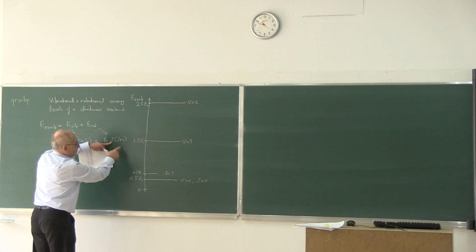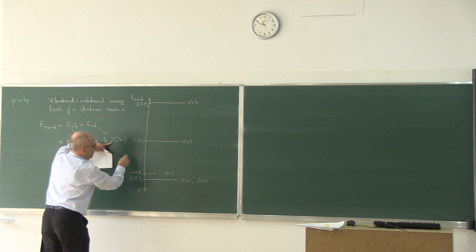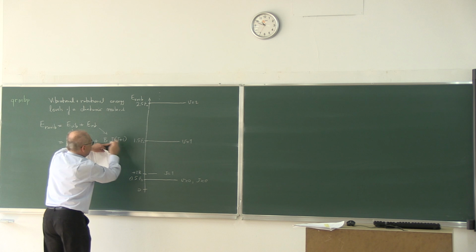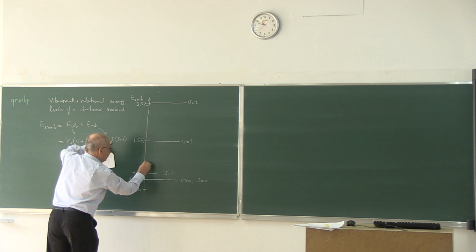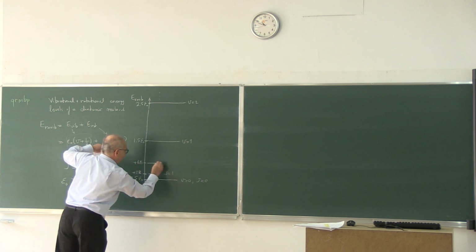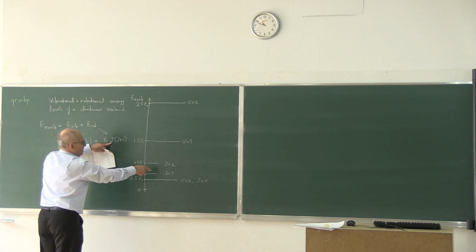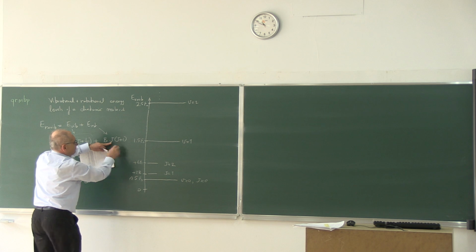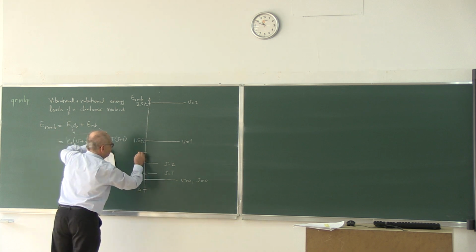Now, the next value is when we put J equals 2 here, then 2 times 3 is 6, 6B, so I will indicate it as plus 6B. This is for J equals 2. Let us indicate one more. For J equals 3, 3 times 4 is 12B. So suppose it is here.